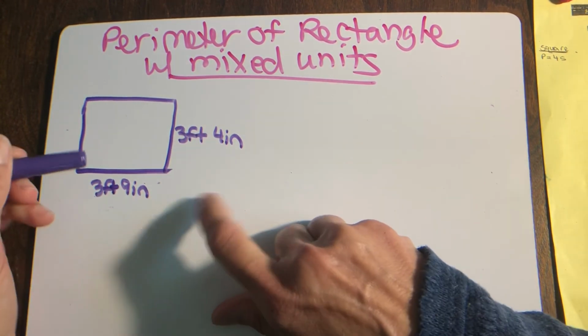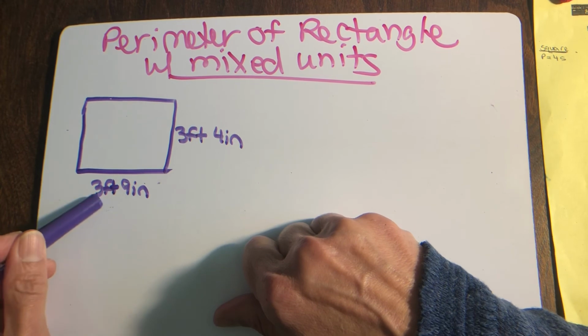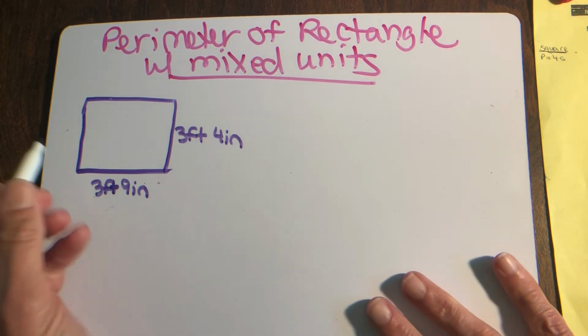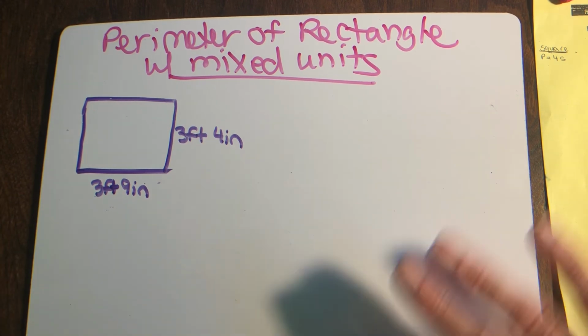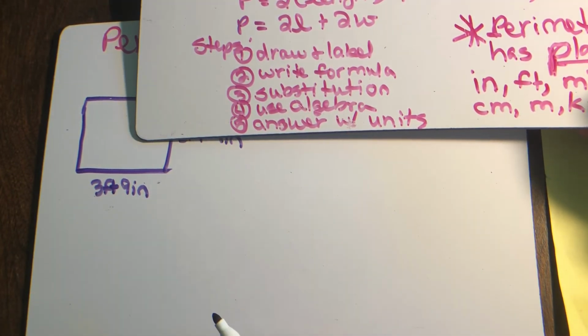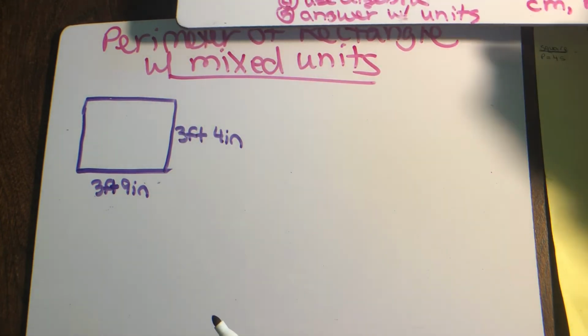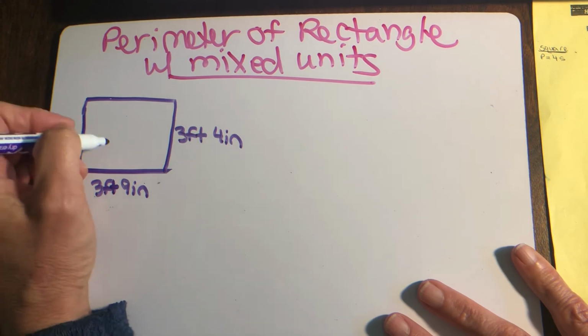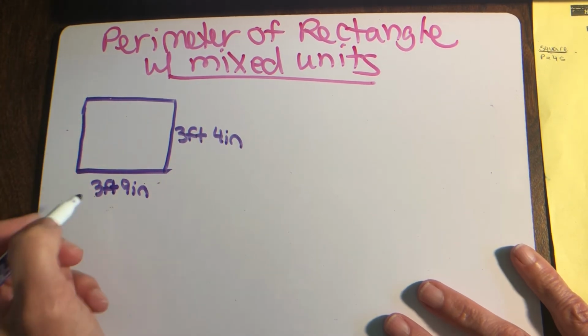Then it has to be a rectangle. Okay, 4-sided figure. This side matches that side, and this side matches that side, so we know it's a rectangle. So we need to go ahead, remember, and draw and label. That's our steps. We want to draw and label, write a formula, substitute. Then if we need to, we use our algebra and solve it. So it's asking us to find the perimeter.